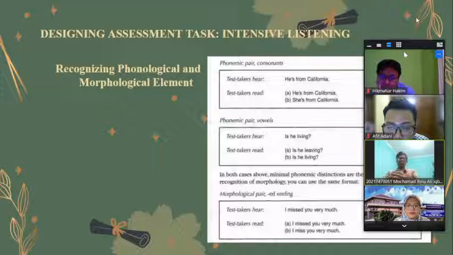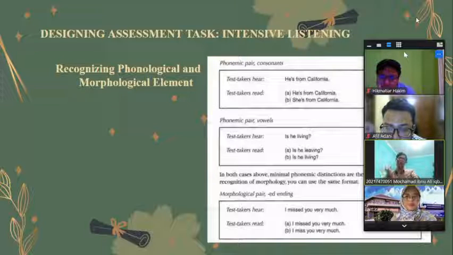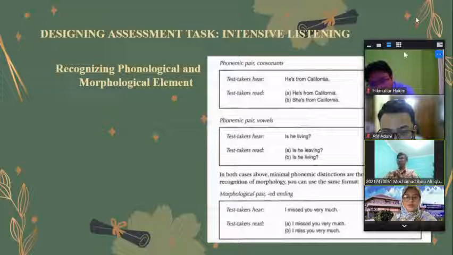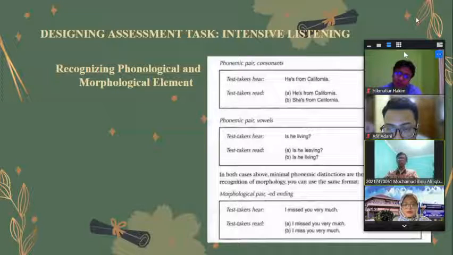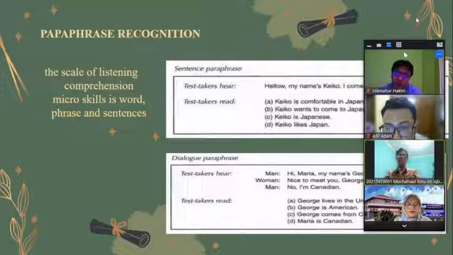Okay, as a teacher, you make a morphological listening test. The test taker hears, I missed you very much. The test taker reads A and B, I miss you very much, and I missed you very much. You have to make a difference in the verb. For example, A, I missed you very much, uses the past tense, and B uses another verb form like the simple tense. Hearing the past tense morpheme in this sentence challenges even advanced learners, especially if no context is provided.